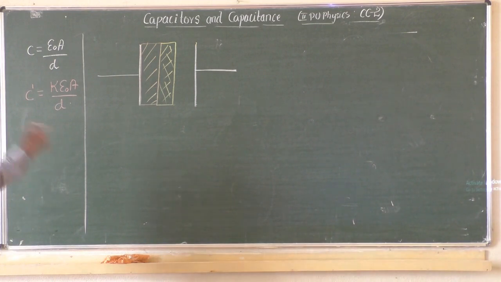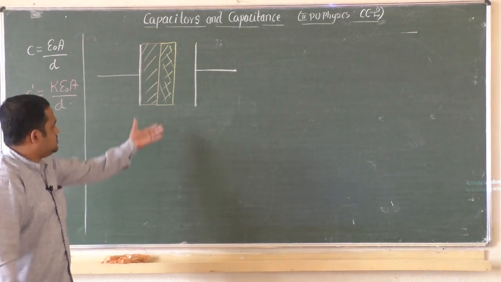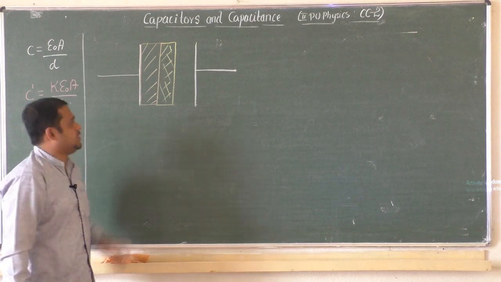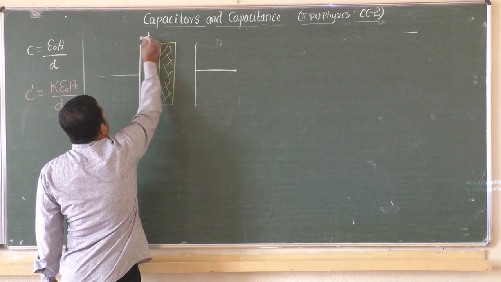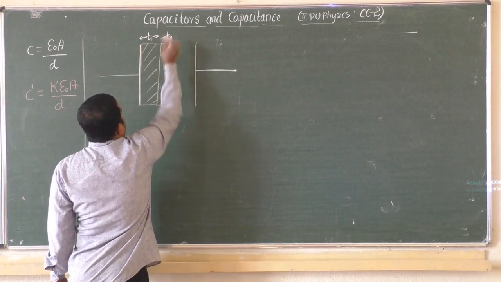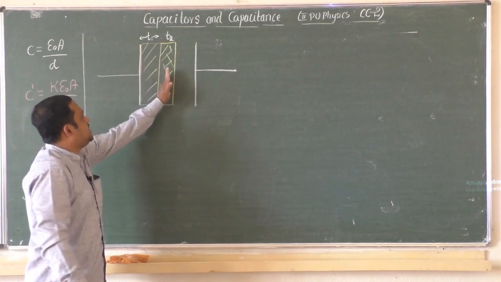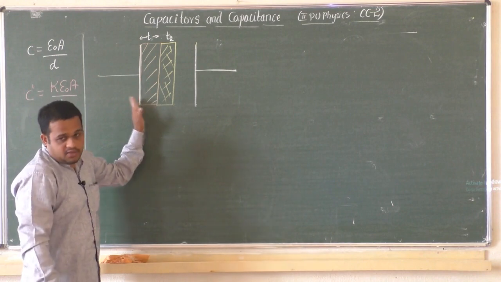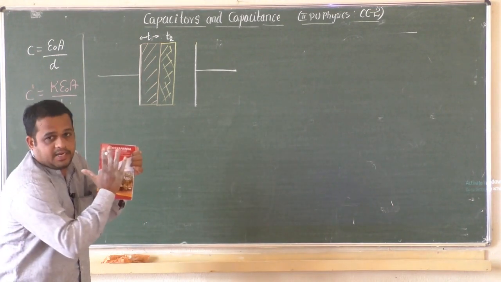Now, if this is the condition, is it possible to calculate the capacitance, or what is the equation to calculate the capacitance of a parallel plate capacitor? Now, this type of question you can expect in competitive exams. Now, let T1 be the thickness of this dielectric medium. Let T2 be the thickness of this medium. What about the area of cross section? The area of each dielectric medium is the same as the area of each plate. Now this is the plate. I placed one dielectric medium here.